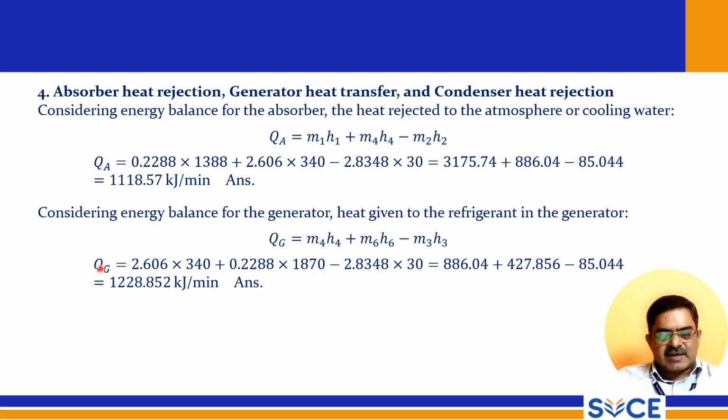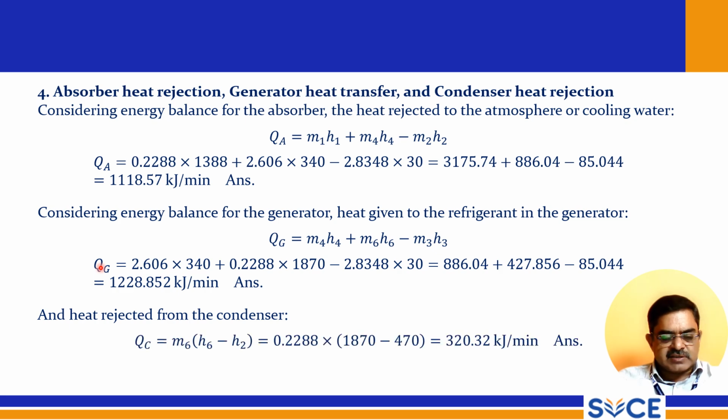Now we have to find the condenser heat rejection. The heat rejection from the condenser is equal to Qc equals M6 into (H6 minus H2). By substituting these values, we are getting 320.32 kilojoules per minute. So this is the answer. This is the fourth step. Fourth step is completed. So QA, QG, and QC, all three we have found out here.